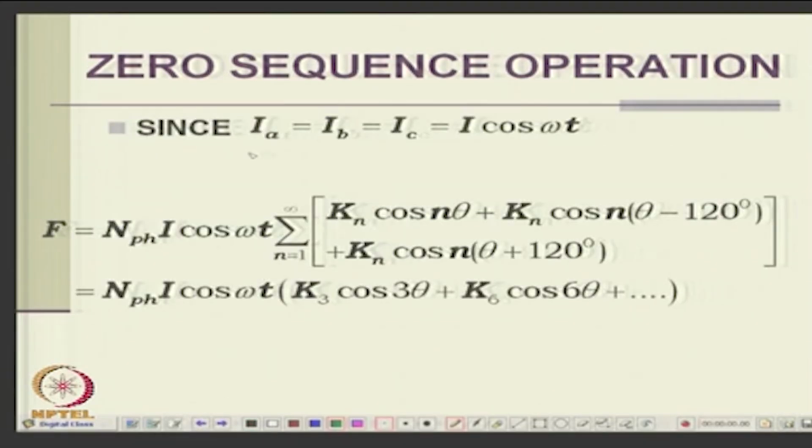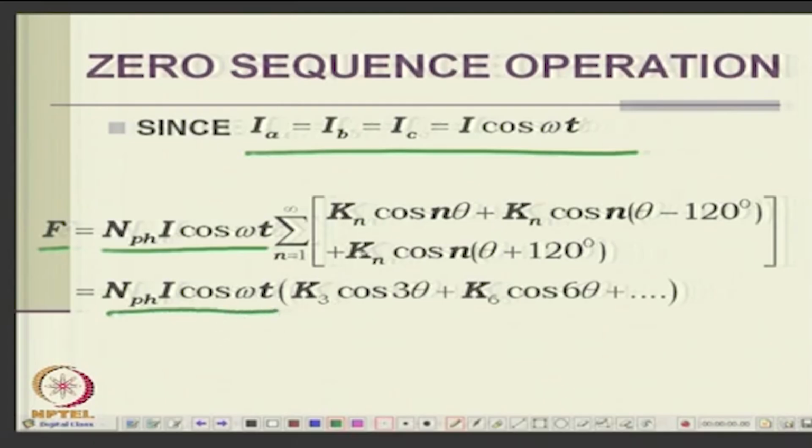So, if the 3 currents are same, supposing current is I cos omega t, current is sinusoidal in the windings. So, it will have the sum over n equal to 1 to infinity of Kn cos n theta, cos n 120, into N phase into I cos omega t. If you take up these ones, you will notice fundamental, 5th, 7th etc. will vanish, only third harmonic will be present, only triplen harmonics.